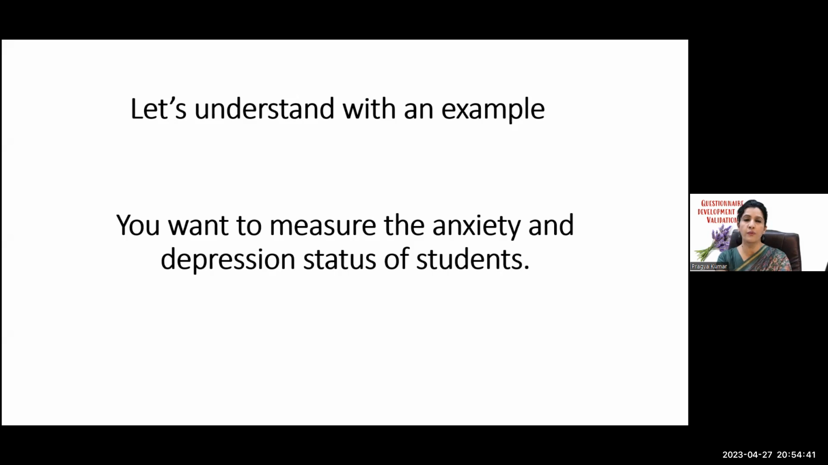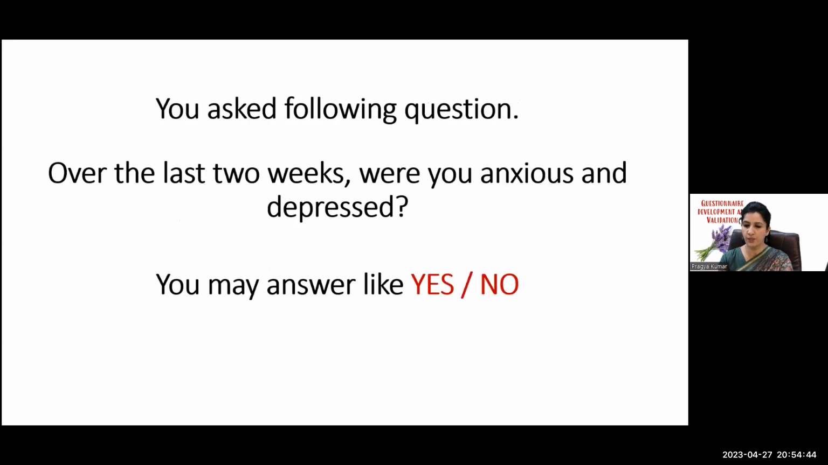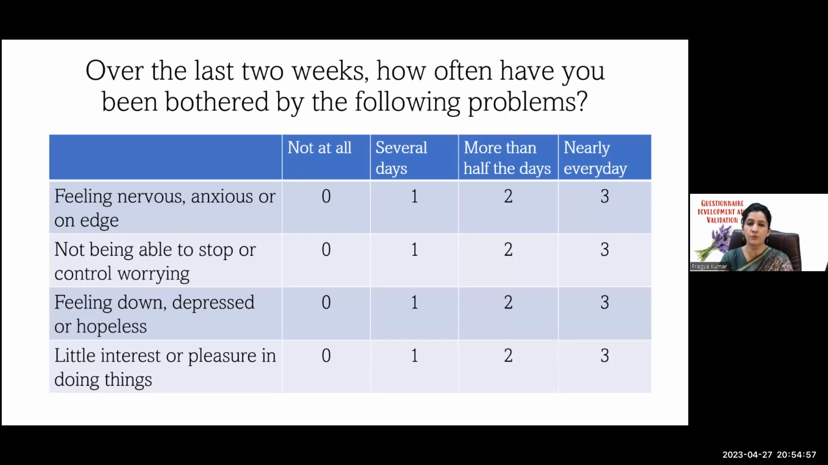So like if you want to measure the anxiety and depression status of students, then you ask the following question: over the last 2 weeks, were you anxious and depressed? Again, you may answer yes or no. But again, we have discussed that you should not ask two things together. So over the last 2 weeks, if I ask about feeling nervous or anxious, these are the 4 questions: feeling nervous, anxious or on edge; not being able to stop or control worrying; feeling down, depressed or hopeless; little interest or pleasure in doing things.